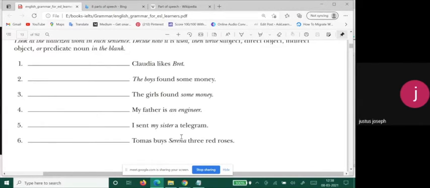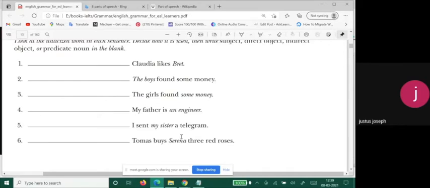Okay. Fifth one. I sent my sister a telegram. My sister is what? Direct object or indirect object? Indirect object. Okay. Two ways to understand this. First way and a better way: what did I send? A telegram. That is the direct object. So the rest, my sister, is indirect.